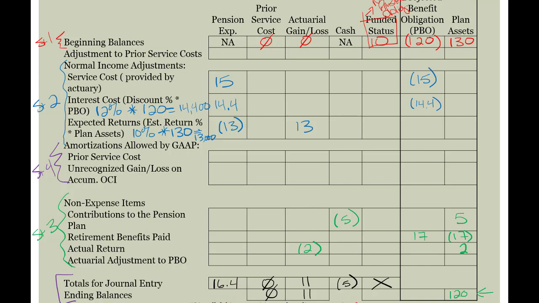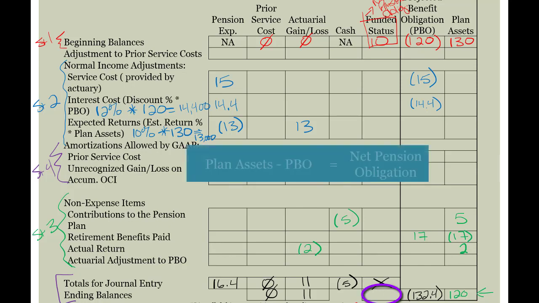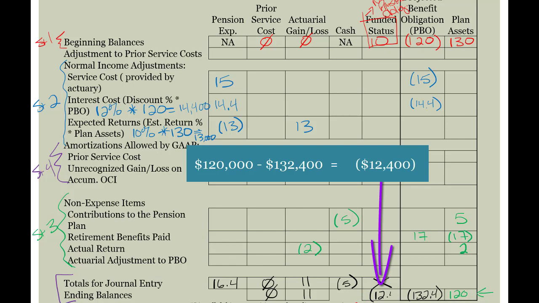What we can do though is our projected benefit obligation. So 120 credit minus the 15 minus 14.4 plus 17 gives us an ending balance of 132.4. And my last step is going to be to get the net pension obligation number. Again, that's the difference between the assets and the liabilities. So in this case, my liabilities are higher. I end up with a net pension obligation of $12.4 thousand.